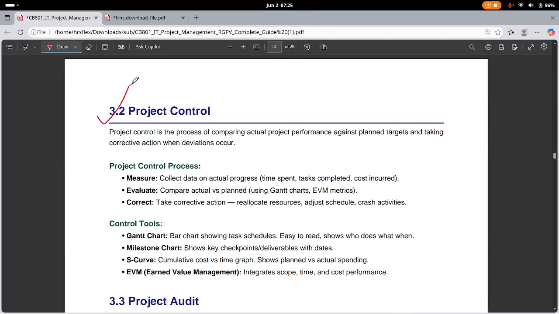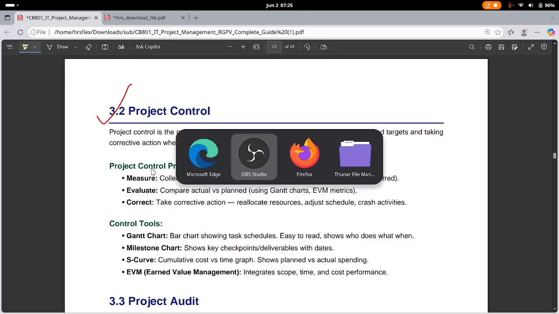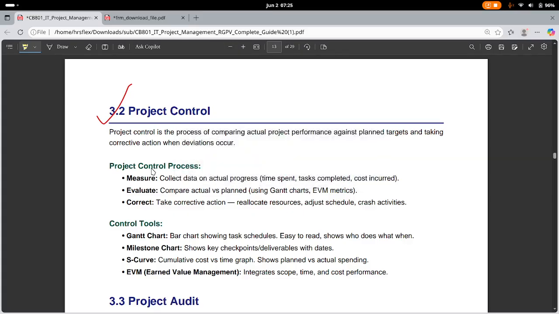Now what is project control? Let's start from here. Let me just quickly check if we are recording it or not. Yep, we are recording. Yes, project control. I hope यहाँ तक everybody is clear about what we are discussing.